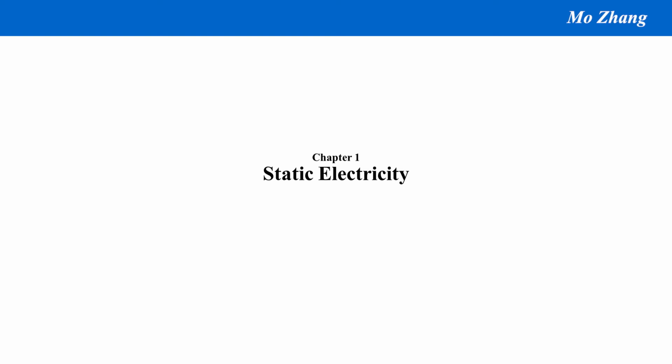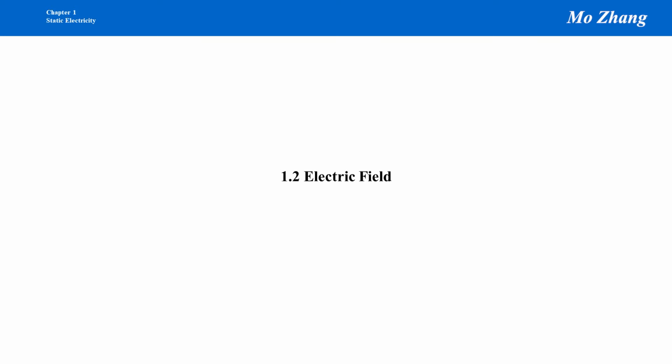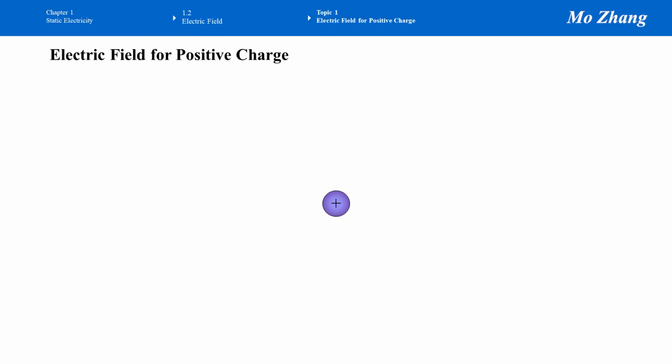This is Chapter 1, Session 2. 1.2 Electric Field. From Session 1.1, we know there are two different types of charges. They are positive charge and negative charge. We define that the proton carries positive charge and the electron carries negative charge.